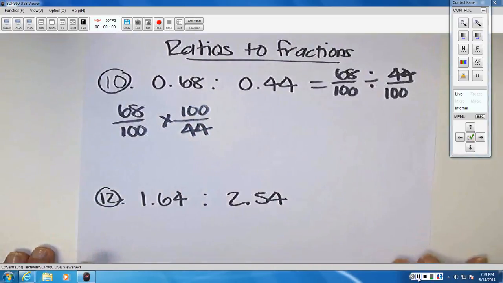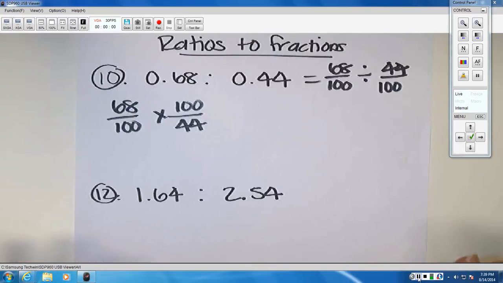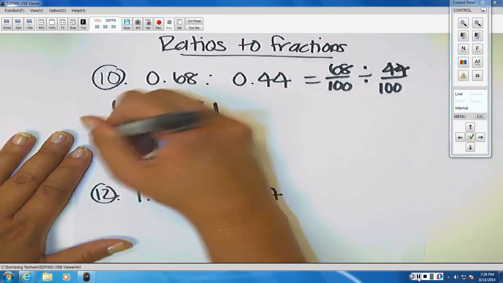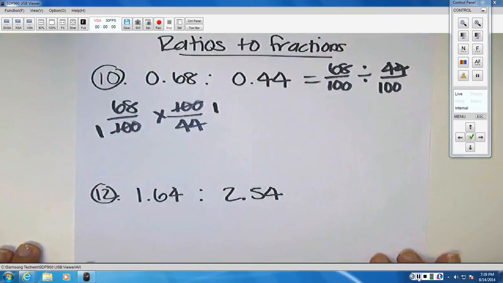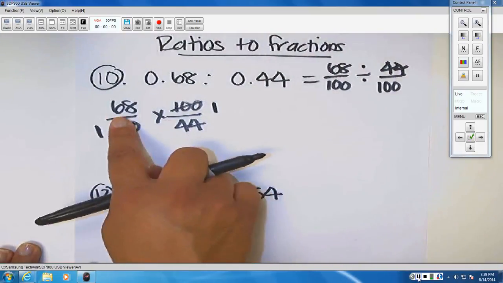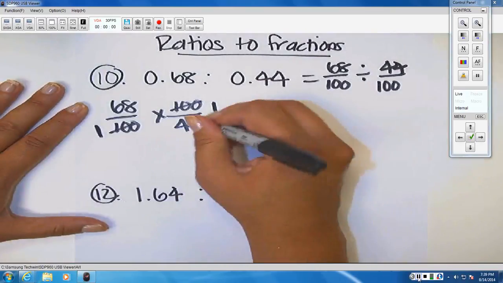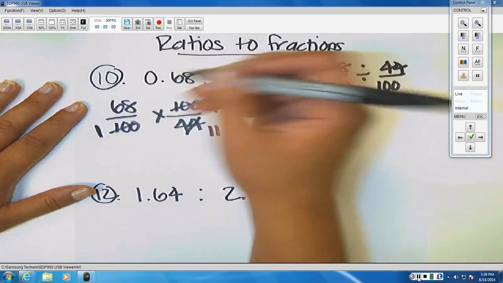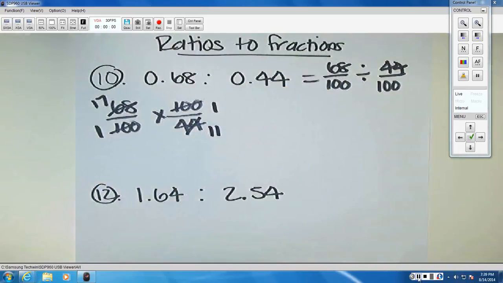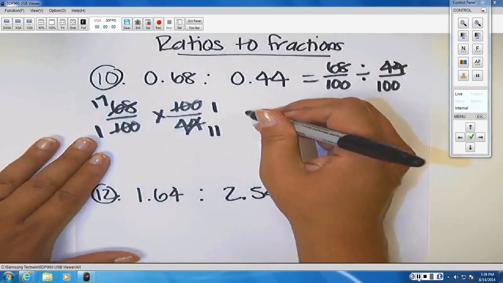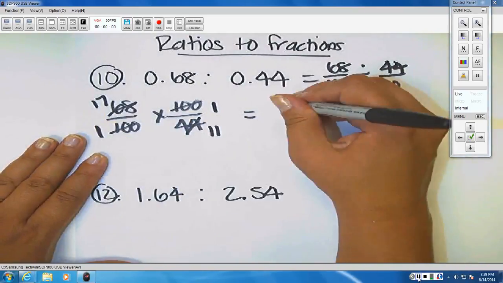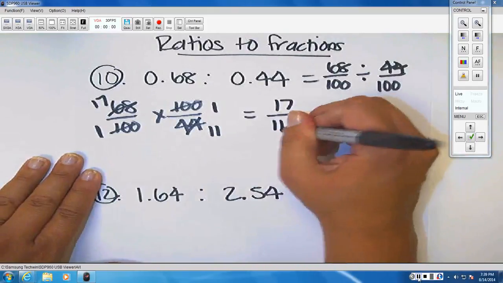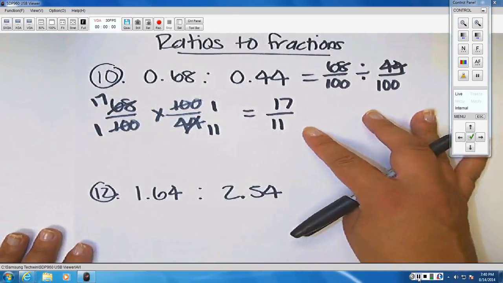And now we're going to reduce where we can. So the 100s are immediately going to cancel each other out. They'll go into each other, so we're left with 1 there. And then I believe that 4 will go into both 68 and 44. 4 will go into 44 11 times. 4 will go into 68 17 times. And now I'm just going to multiply across. So 17 times 1 is 17. 1 times 11 is 11. So there's my fraction that I'm left with, 17 over 11.